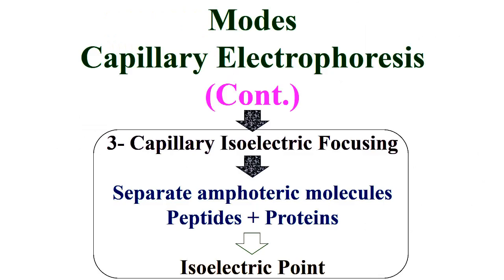Capillary Isoelectric Focusing. Separate amphoteric molecules such as peptides and proteins, based on isoelectric point, as mentioned in the next slide.